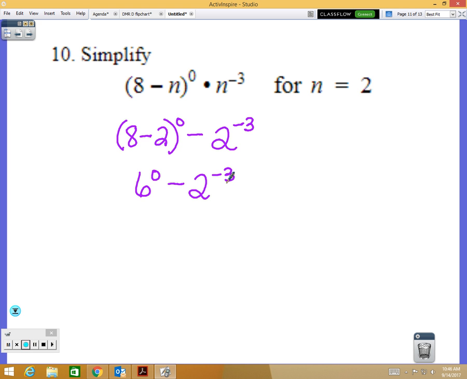Alright, now we have to deal with these exponents. So, something to the 0 power. We talked about it when you had something to the 0 power. It equals 1. So again, anything to the 0 power equals 1. So 1 minus 2 to the negative third power.